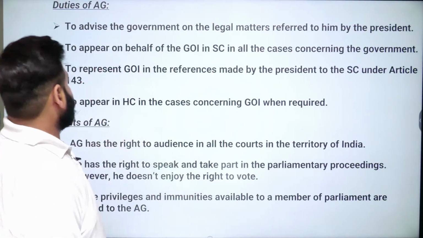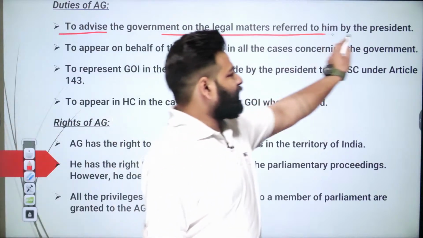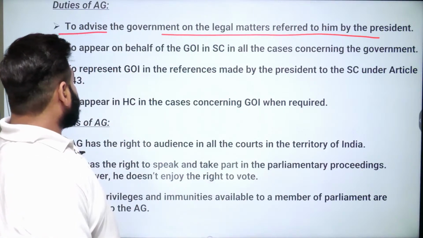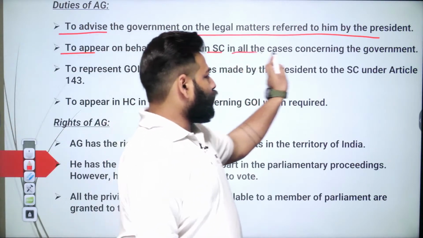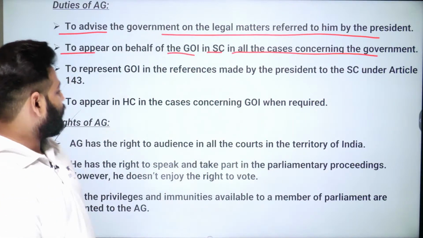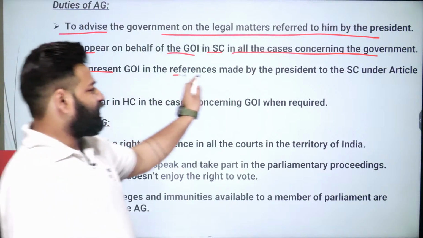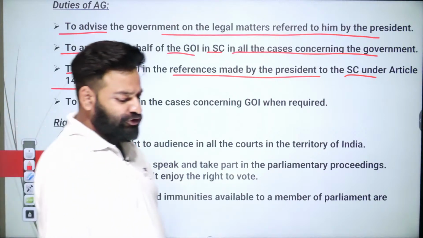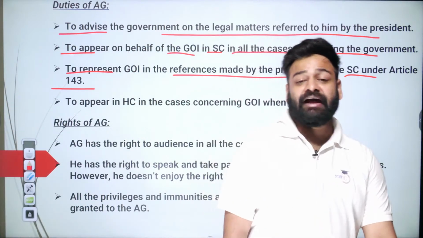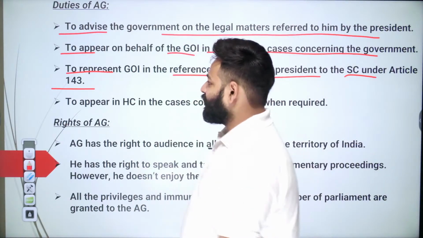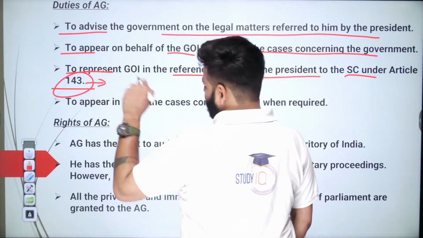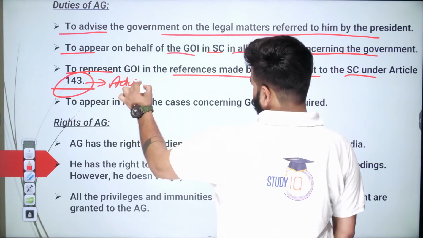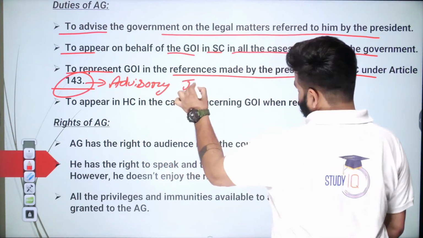So here we go. First, to advise the government on legal matters referred to him by the President, simply being the legal advisor. Second, to appear on behalf of the Government of India in the Supreme Court in all cases concerning the government. Third, to represent the Government of India in references made by the President under Article 143, the advisory jurisdiction of the Supreme Court. We shall discuss Article 143 later, when we discuss the Supreme Court chapter. Simply, it is the advisory jurisdiction of the Supreme Court.